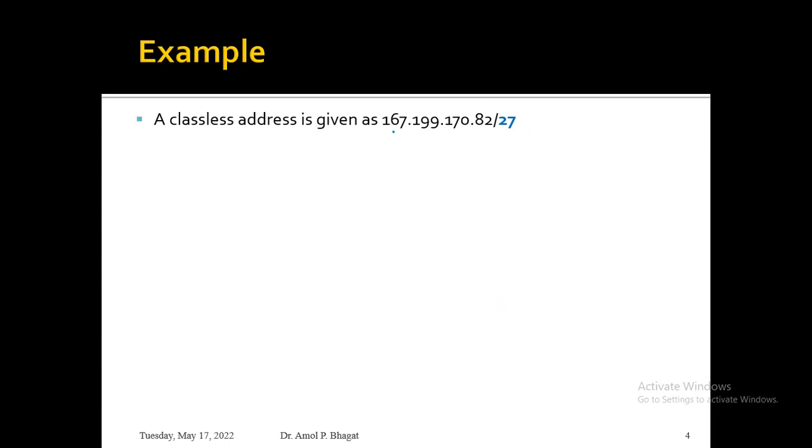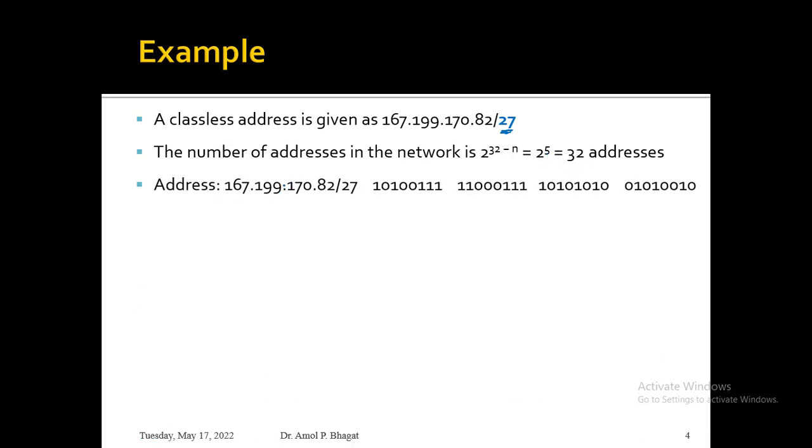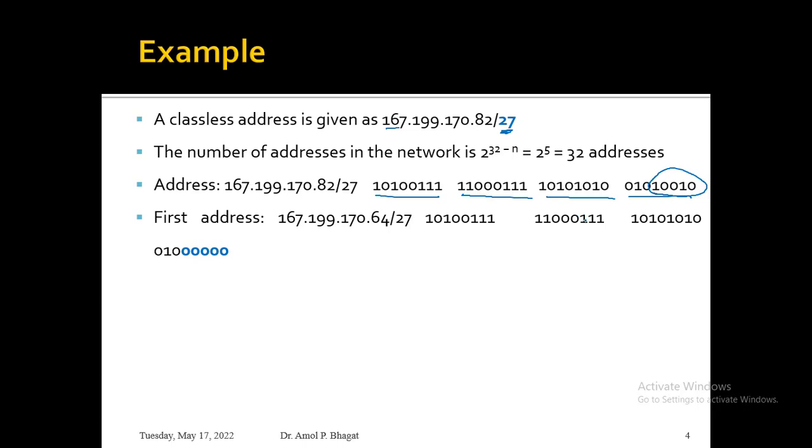Here, as the value of n is 27, the total addresses in this particular block of addresses will be 2 raised to power 32 minus n, so 2 raised to power 32 minus 27, which is 2 raised to power 5. So 32 addresses will be there. If you convert the address into binary, 167 is represented by this value, then 199, 170, and 82. How this is converted to binary was seen in the previous session. To get the first address, we keep the first 27 bits as it is and make the last 5 bits zeros. So the first 27 bits have been kept as it is, while the last 5 bits have been changed to 0. If you calculate this value, it is 167, 199, 170, and 64, with slash 27 added.